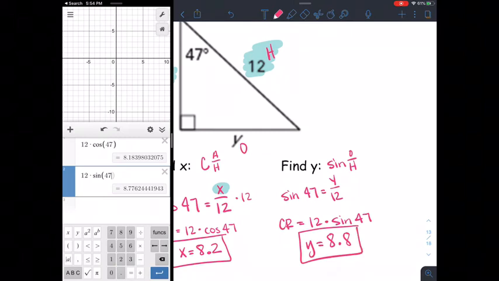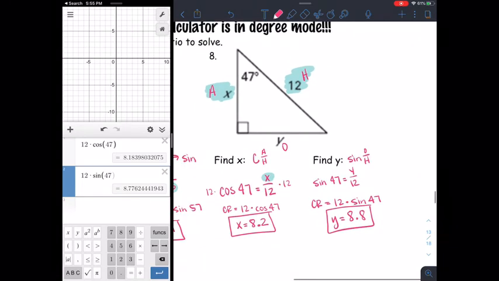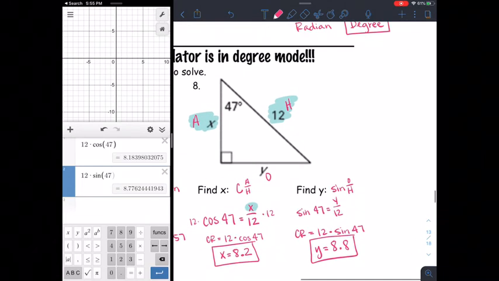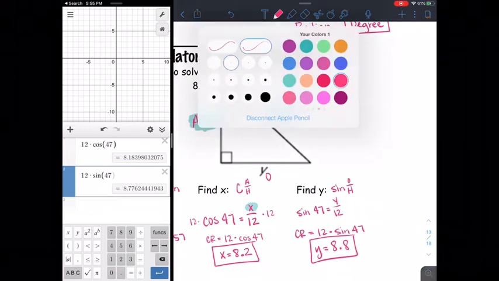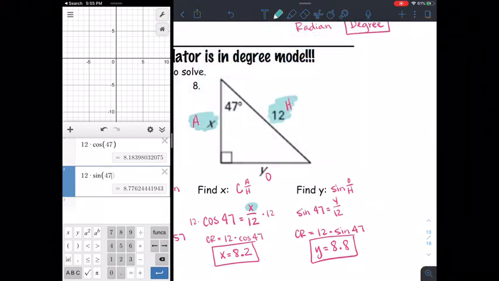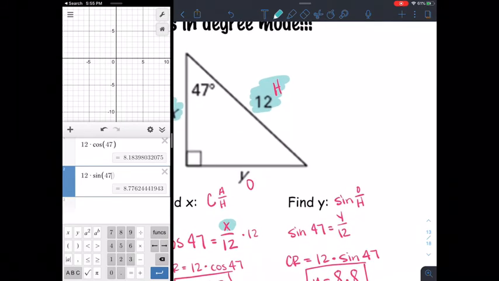8.8, which is reasonable. This is almost a 45, 45, 90 triangle, so it's almost isosceles, so those two should be pretty close in value. Just so that you can see it, I'm going to work this here in green. If I've got a 47-degree angle, then this one down here is going to be 43. I just want to show you that you can use the 43.